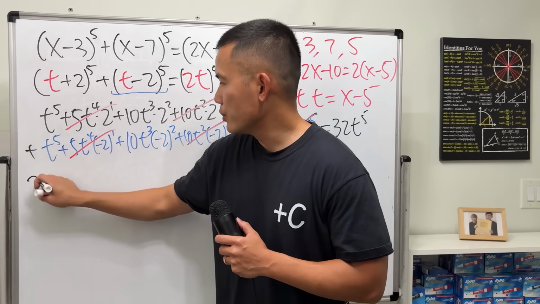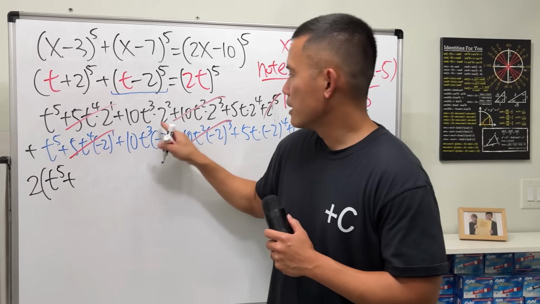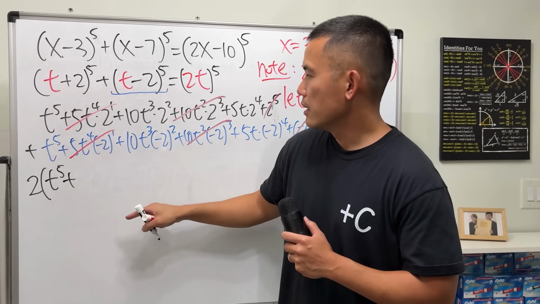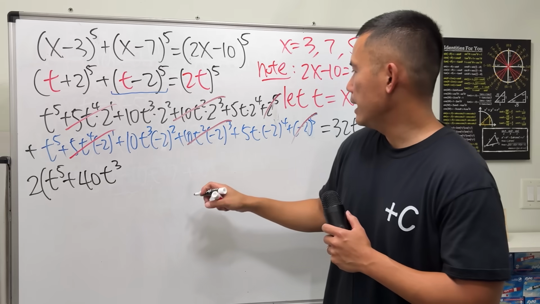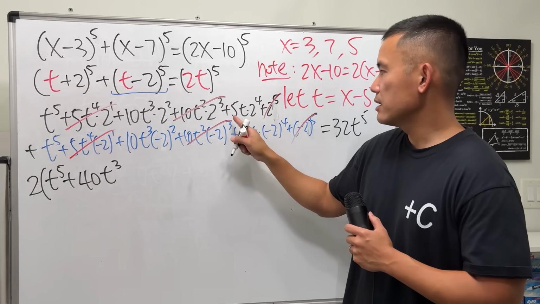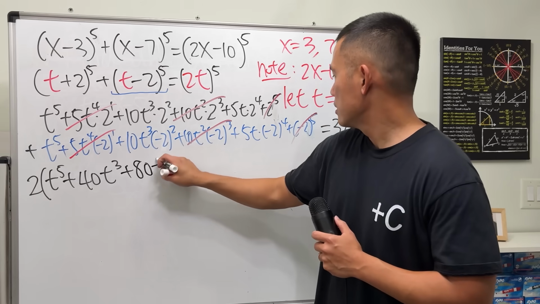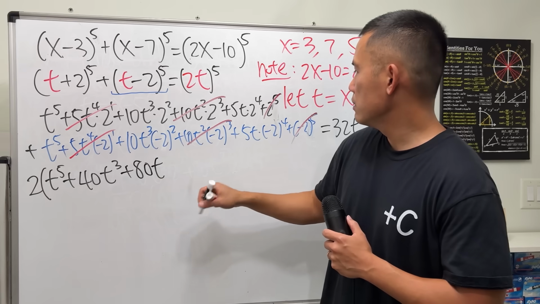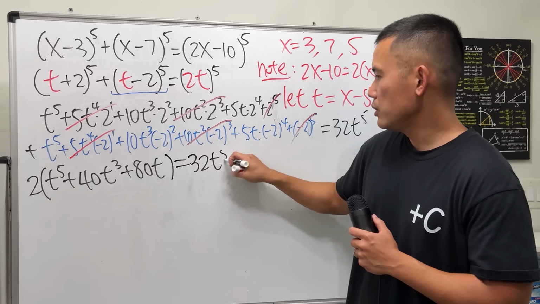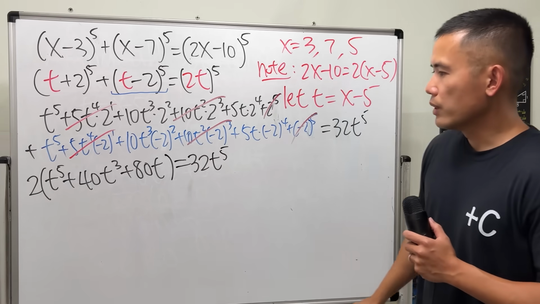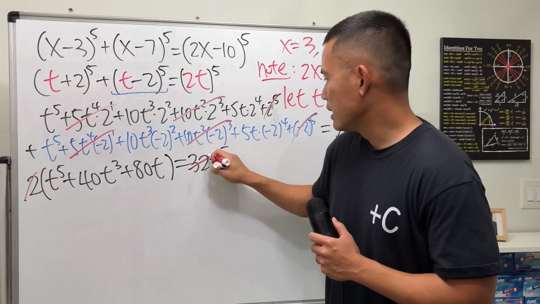So we are looking at 2 times t to the 5th, and then the middle part, let me just write this. That's 4 times 10. And 2 of them is in the front, so it's 40 t cubed. And then we have 16 times 5 is 80 t to the 1st power, and that's equal to 32 t to the 5th. Cool, and then we can reduce the 2 on both sides, so cancel this right here, and that will be 16.